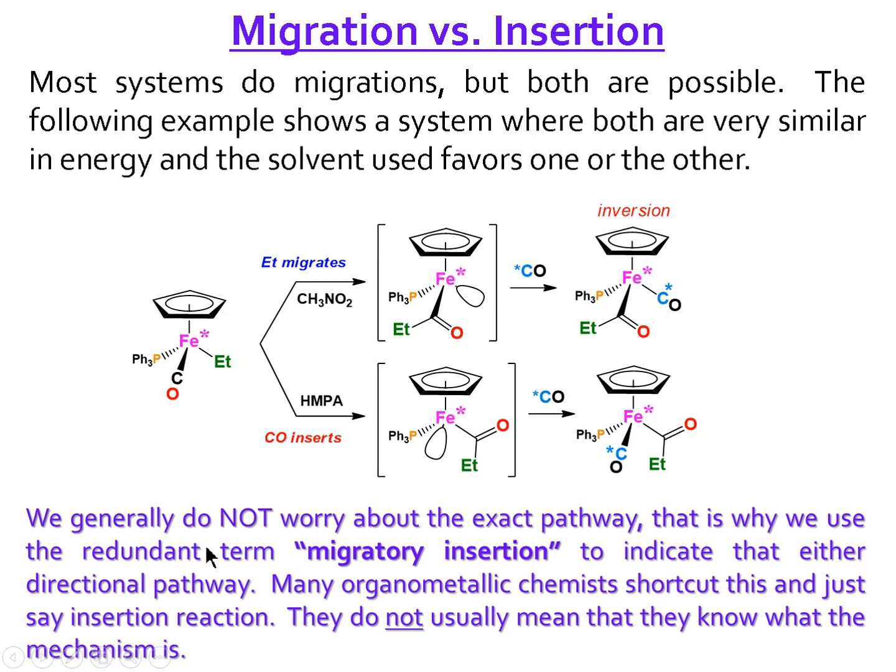So we generally do not worry about the exact pathway. This is why we use the term migratory insertion, to indicate that both directions are possible. Many organometallic chemists use the term migratory insertion, but they do not usually mean that they know the real mechanism or the real direction.